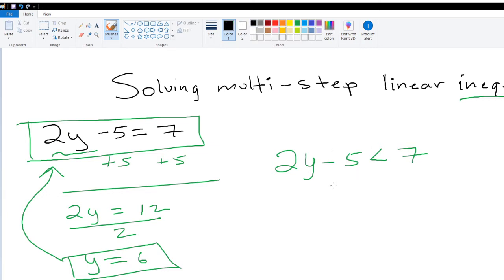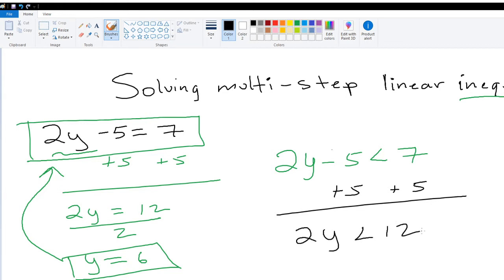Well, let's treat it as an equal sign. Let's add 5 to both sides of this inequality, and I end up with 2y is less than 12. Well, divide by 2. y is less than 6. This implies that any number less than 6 would be a solution to this inequality.